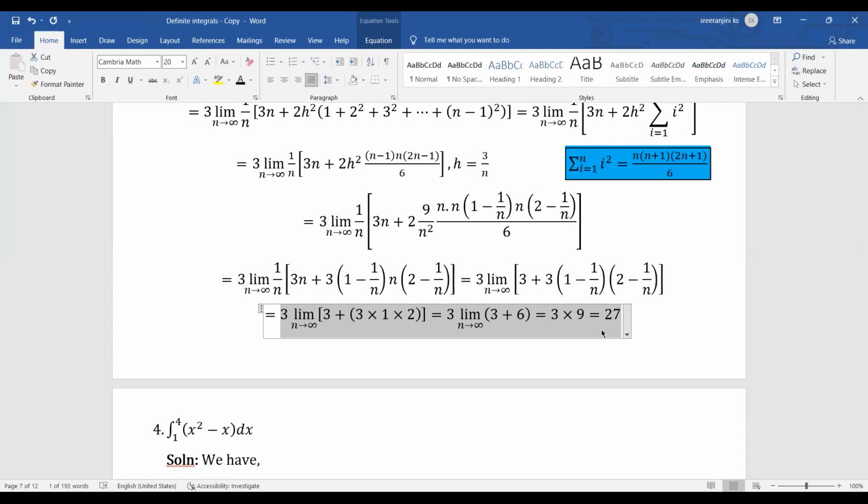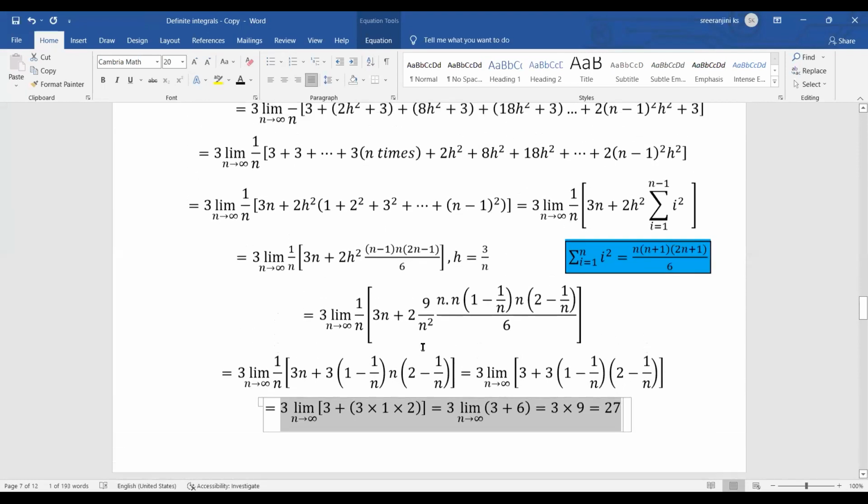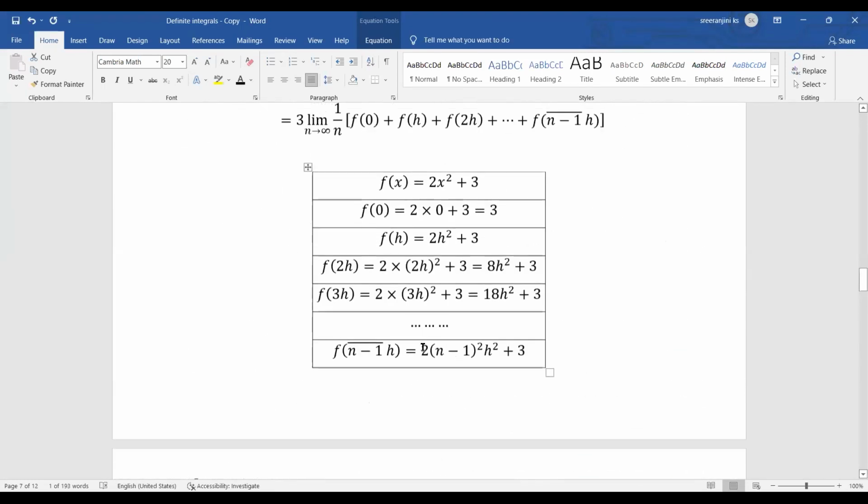Lakshmi ma'am? Yes, ma'am. I'm just looking for the questions in the chat box. So there is one question like, ma'am, can you please explain f of a plus h, f of 2a plus h substitution, and how it is 18x raised to 2 in the third term?